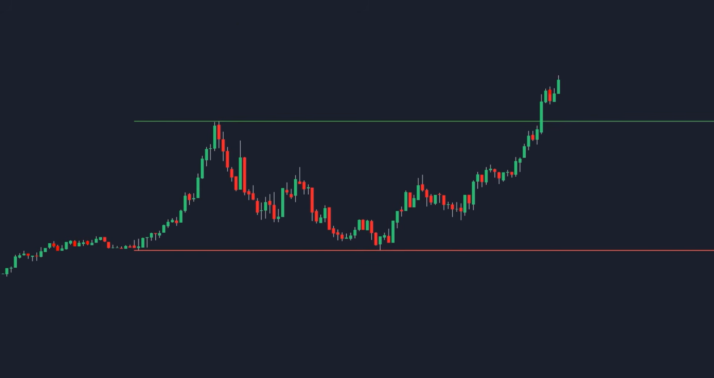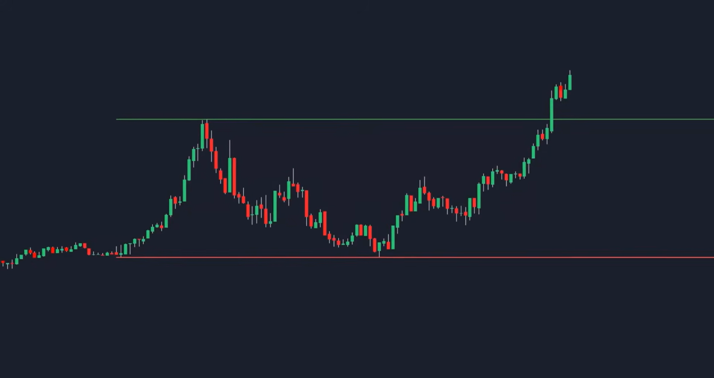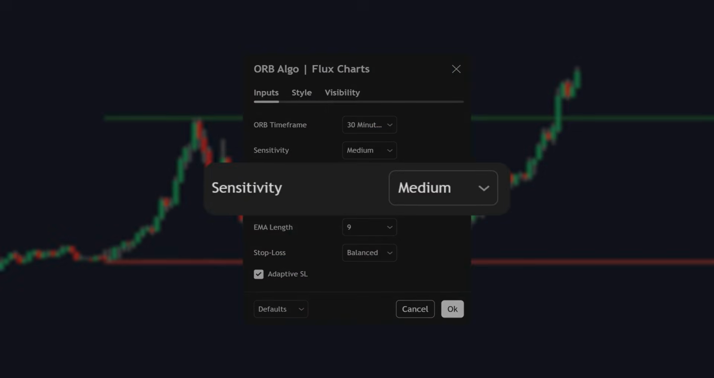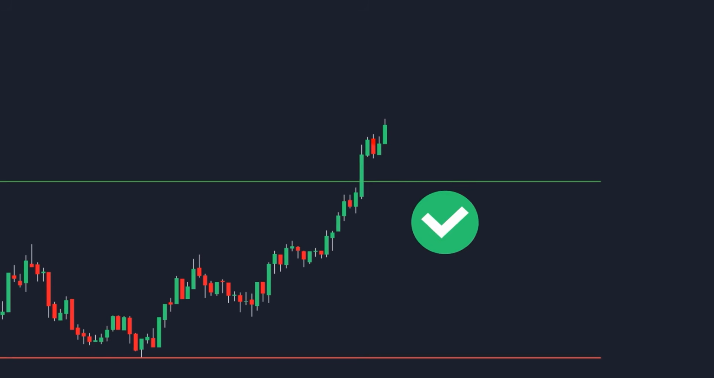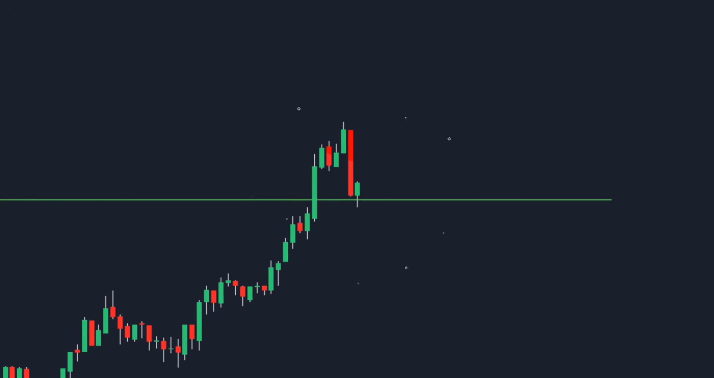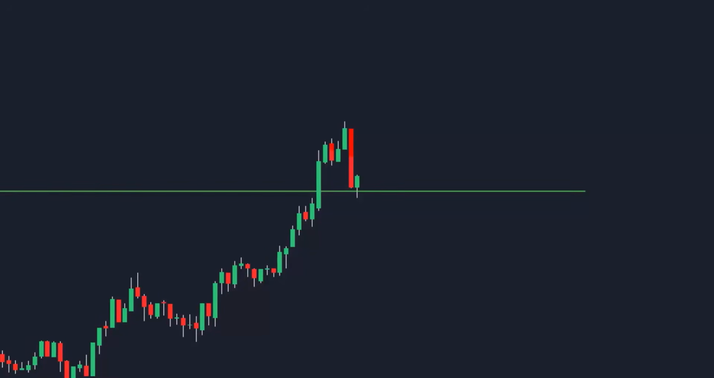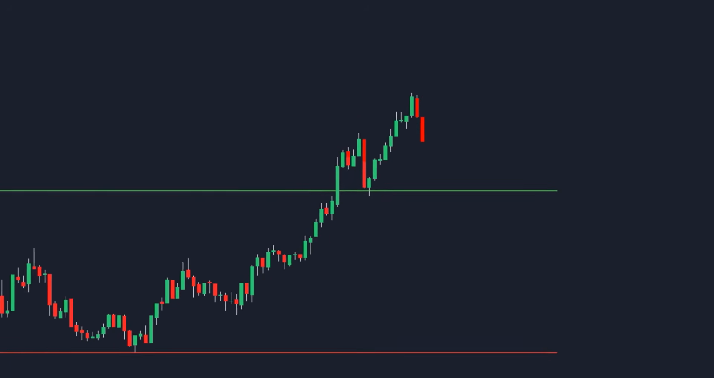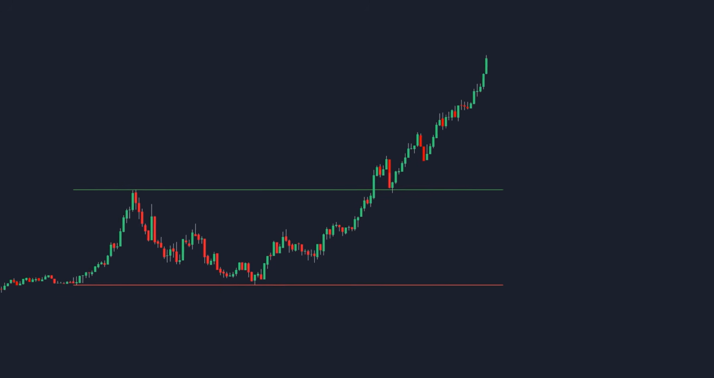Now, once the breakout is confirmed, you might think the trade is good to go, but not yet. Every breakout needs confirmation. That's what the sensitivity setting is for. Let's say price breaks out and the confirmation method checks out, but then price comes back down and retests the same level it just broke. That retest is your make or break moment. If price holds that level and continues in the breakout direction, that's a retest.